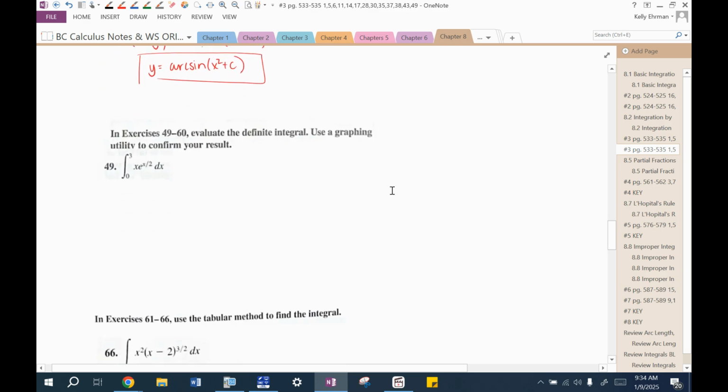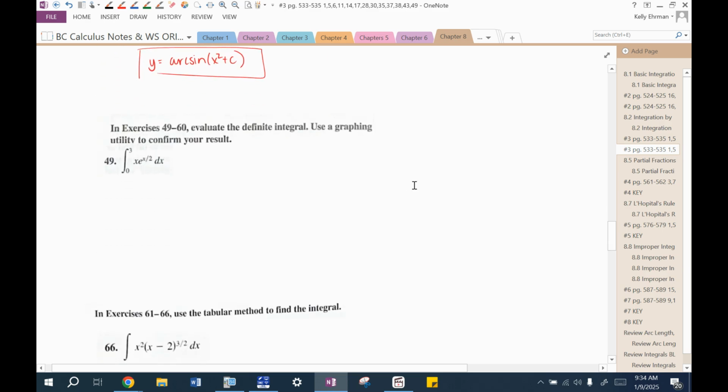All right, for this section, evaluate the definite integral, use a graphing utility to confirm your result. I didn't really do that on my answer key, but I think that's okay. So again, this is an algebraic and an exponential, so we love those. That makes u the algebraic and dv the exponential. Take derivatives until you get 0.